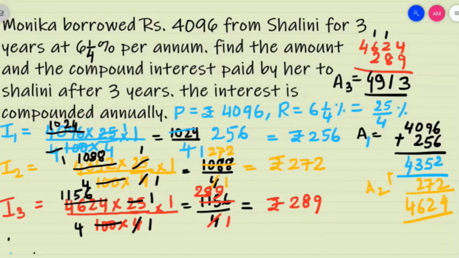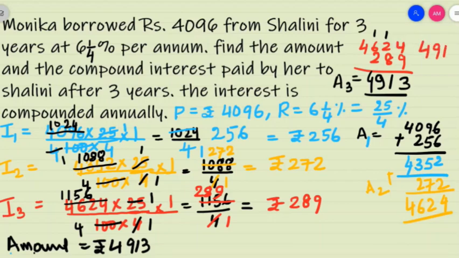So 4913 is the amount. So amount after the third year, amount is equal to 4913. This is in rupees. And what will be the compound interest? So 4913 minus, what was the actual principal, children? It was 4096.